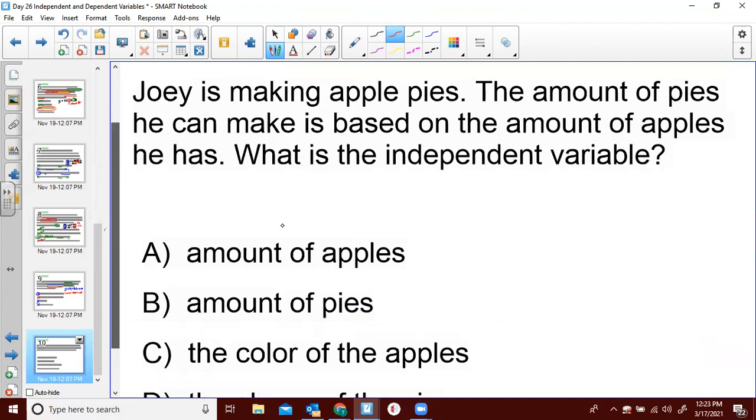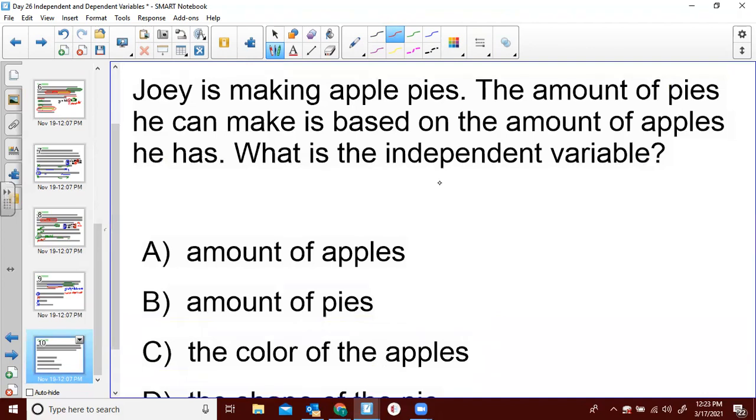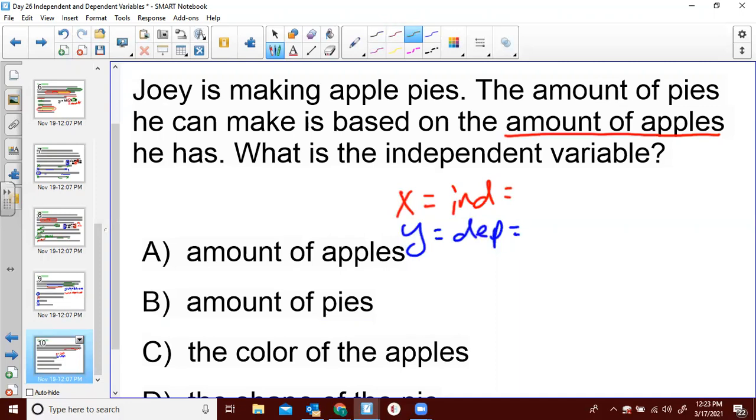All right, last but not least, Joey's making apple pies. The amount of pies he can make is based on the amount of apples he has. What is the independent variable? I'm going to go ahead and do both for you because it's good practice. And let's talk about what we're looking at. So Joey's making apple pies. Good for Joey. The amount of apple pies he can make is based on the amount of apples he has. I like this phrase, is based on. That gives you a clue.